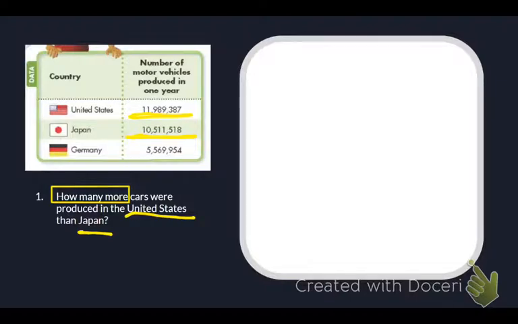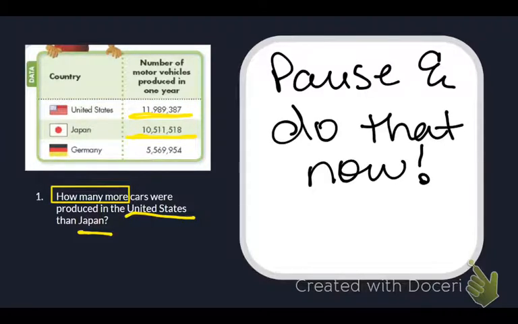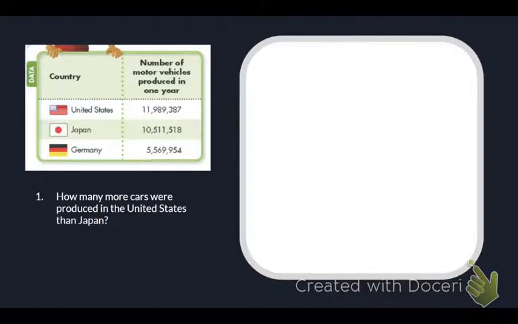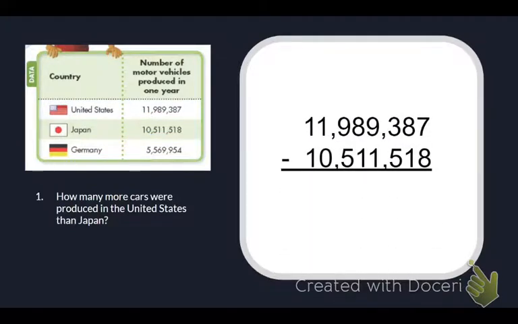Which number goes on top? The bigger number. Now, out of these two numbers, which one is bigger? United States or Japan? United States. So right now, I want you to set up your problem on your note space on your own. Set it up the right way. Did you all get that? Setting it up. Okay, now some of you have already started subtracting, but I want us to do it together to make sure we all understand the standard algorithm.